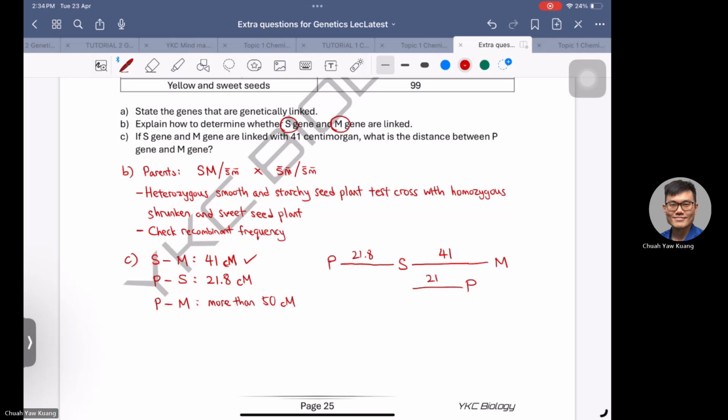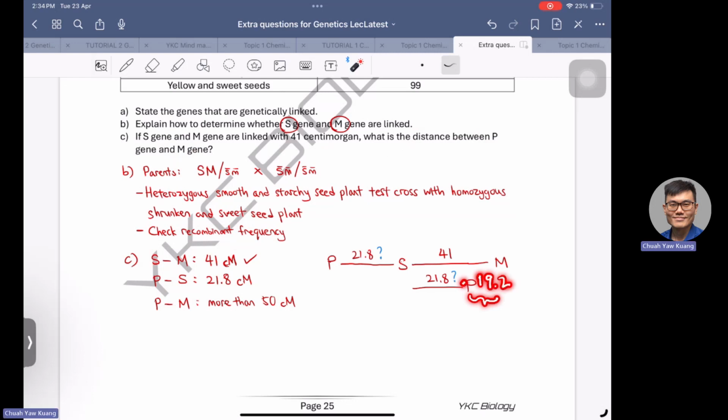We don't know whether this P gene is to the right side of the S gene or to the left side of the S gene. We are not sure. Then lastly, if this P gene is to the right side, then the distance between P and M is around 41 minus 21, so it's around 19.2.